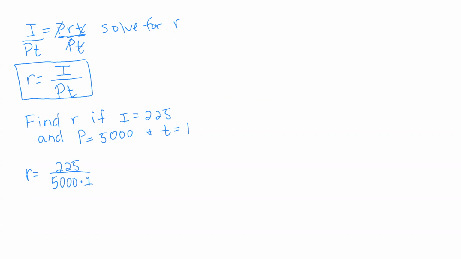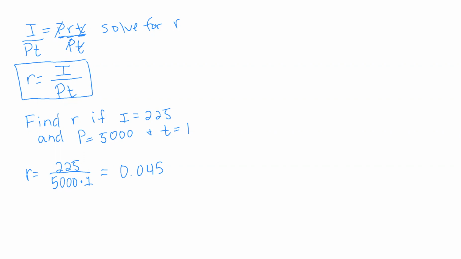And then as long as you show your work, I'm okay with you using a calculator. So effectively we get 225 divided by 5,000. So I get 0.045. Now remember, I said when you have this formula, R is an interest rate in decimal format.